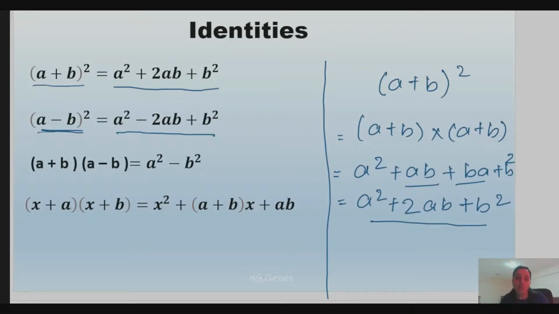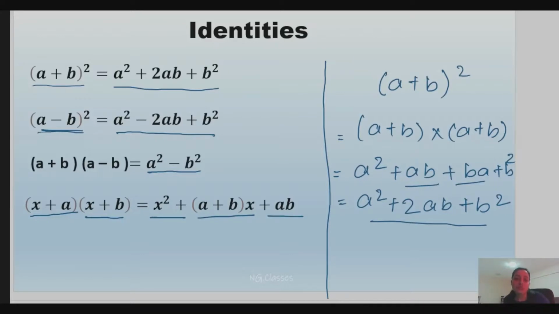Okay. When we are having a negative sign here, we have to write the middle term negative, minus of twice ab. Now our third formula is a plus b in one bracket and a minus b in another bracket. When we do the multiplication, we will get a square minus b square. Here you will get a few terms which will cancel each other, and at last we will be left with a square minus b square. Okay. Similarly, we are having the fourth formula as x plus a in one bracket and x plus b in another bracket. When we do the multiplication of these two binomials, we will get x square plus a plus b in bracket x plus ab. Okay.